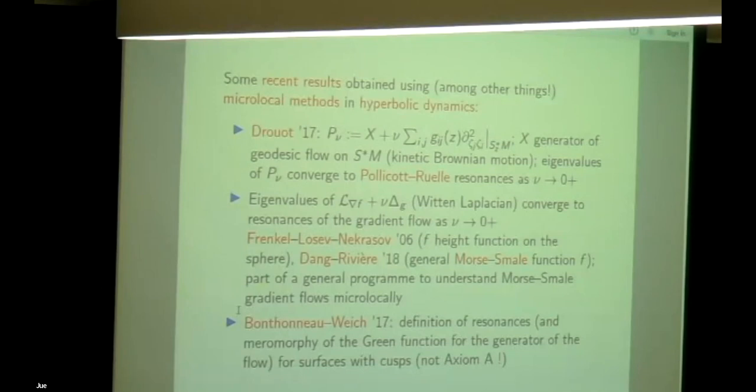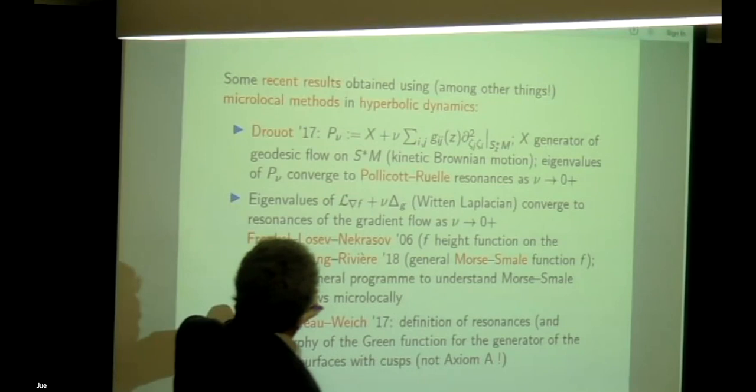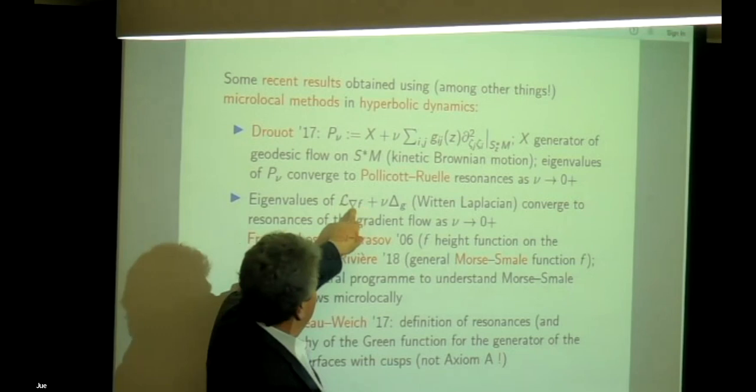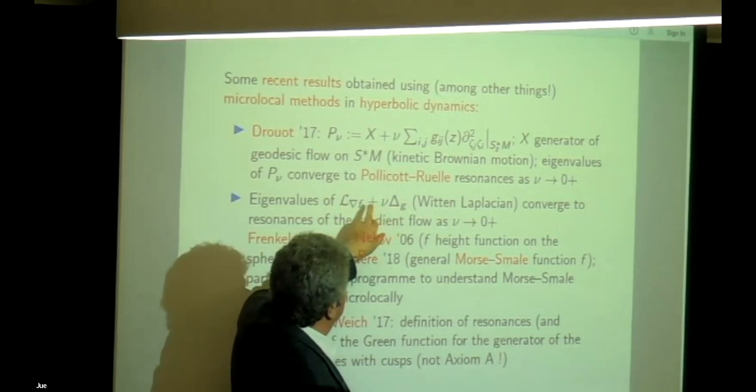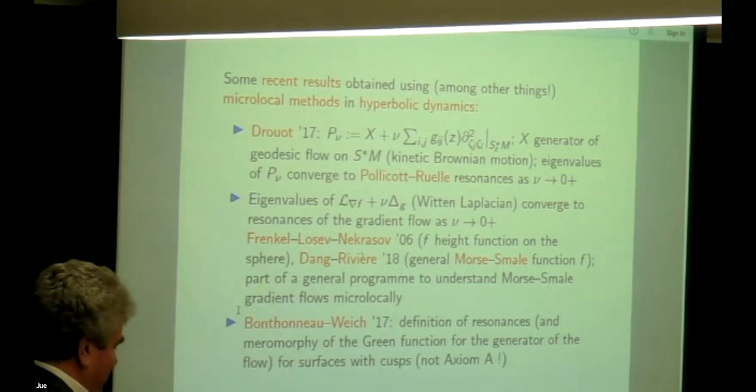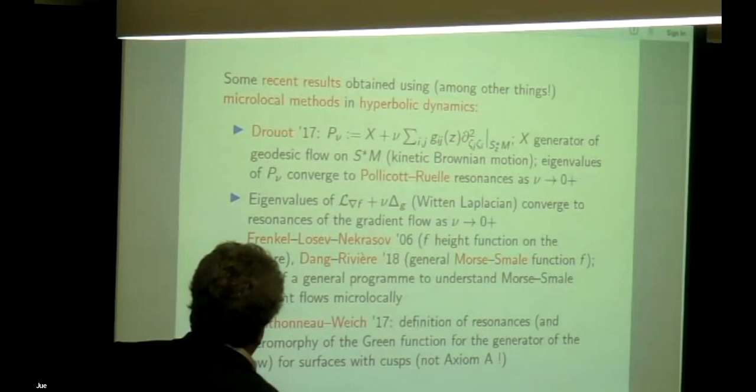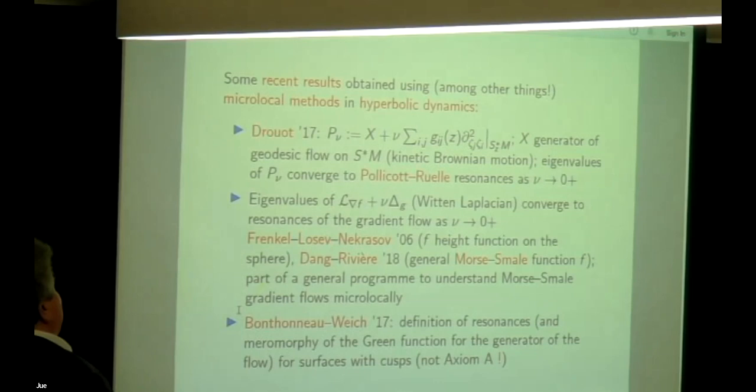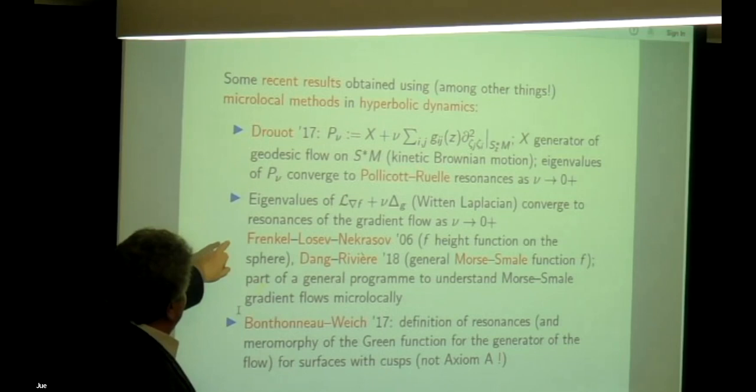And there is an analogous result for the gradient flow on a Riemannian manifold. You take the gradient flow and add to it a Laplacian. This turns out to be conjugate to, though not a self-adjoint operator itself, it's actually conjugate to the Witten Laplacian, which is a self-adjoint operator. And in that case, as nu goes to zero, the eigenvalues converge to the resonances of the gradient flow, defined using some machinery.